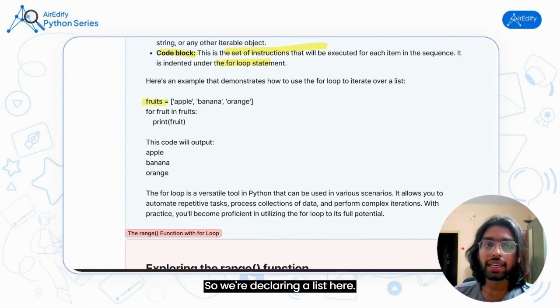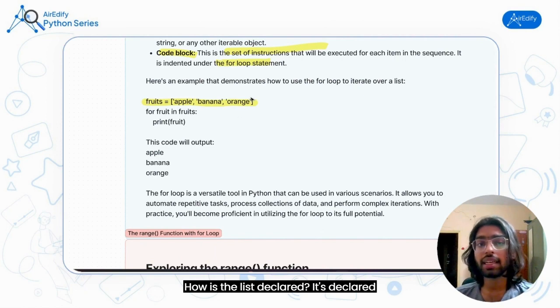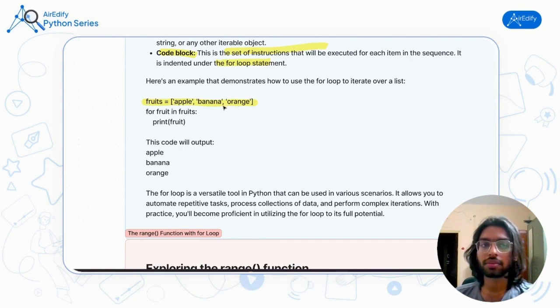So we are declaring a list here. How is a list declared? It's declared between two square brackets. So our fruits holds the elements apple, banana, orange. So for a variable or item, for fruit in fruits, print fruit.